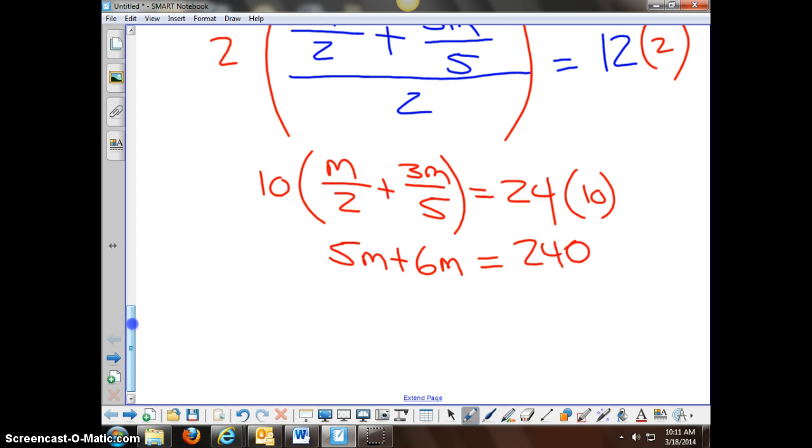Keep going now. So now we combine like terms. Yep. 11m equals 240. Keep going. And then we just divide them both by 11, then you have 21.81 repeated, but you can just round that to 21.